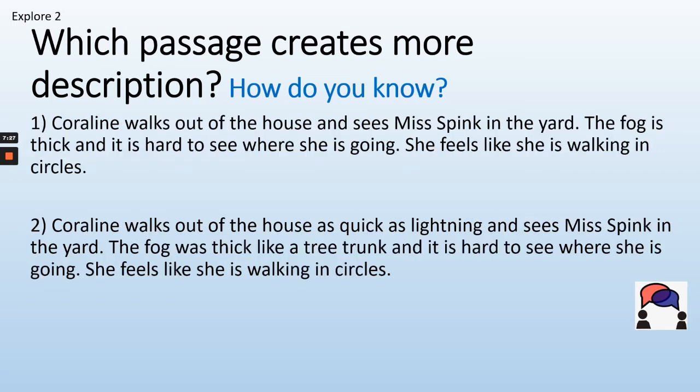Have a look at this one. Which passage creates more description? And think to yourself, how do you know? Coraline walks out of the house and sees Miss Spink in the yard. The fog is thick and it's hard to see where she is going. She feels like she is walking in circles.